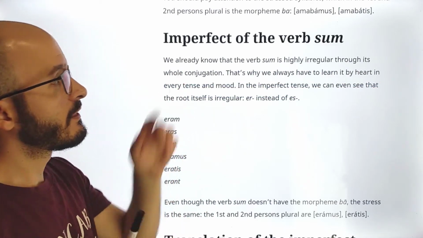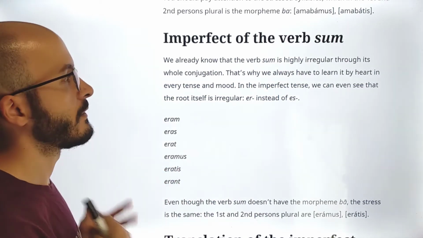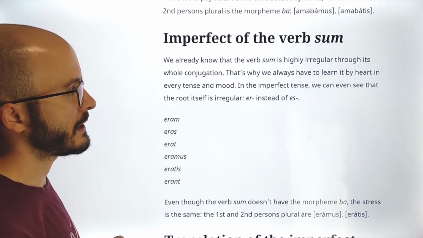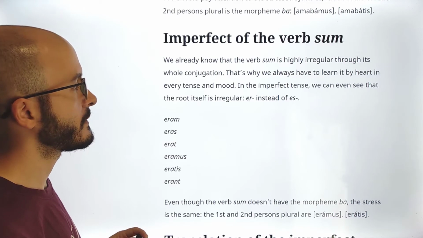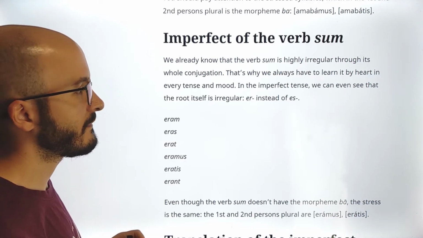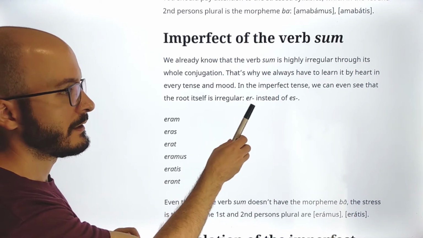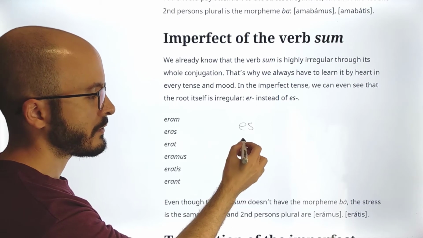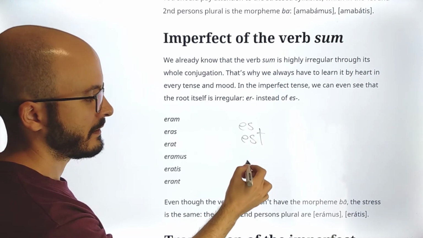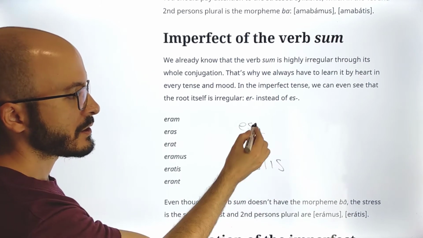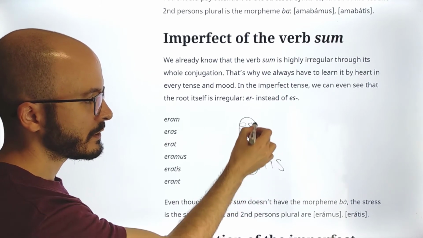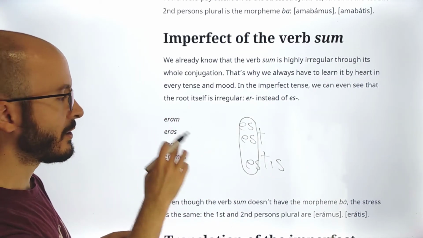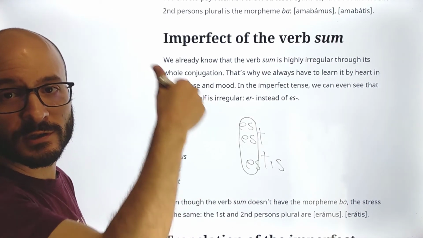Now, imperfect of the verb sum, remember, to be. There is, there are, etc. We already know that the verb sum is highly irregular through its whole conjugation. That's why we always have to learn it by heart in every tense and mood. In the imperfect tense, we can even see that the root itself is irregular. So, for example, in the present, we saw sum, tu es, then the third person singular est, in the plural we have estis. So we could assume that the root is es, somehow. But here it's not esam, esas, etc. No, it's er, okay? So that's the first irregularity.